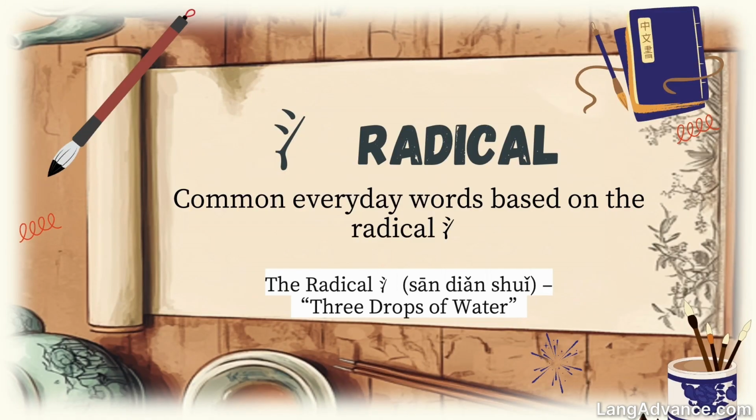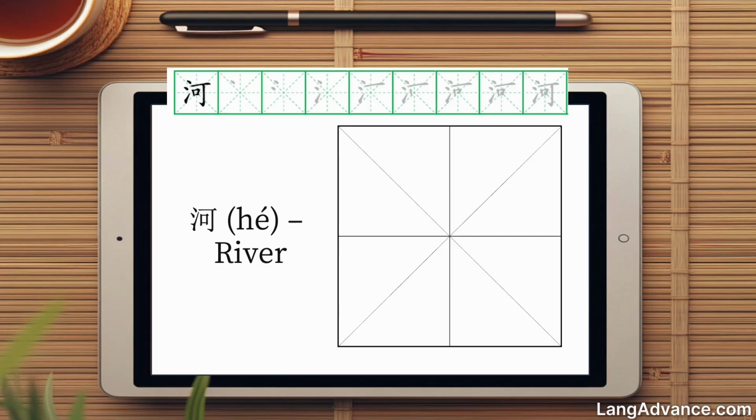Hi, and welcome to today's lesson. We will be focusing on some common everyday words based on the vertical 三点水, which is 3 drops of water. When you see the 3 drops of water, immediately you can say, this character has something to do with water. Let's learn how to write river. River, what does it consist of? Water. So that's why you have the 3 drops of water.